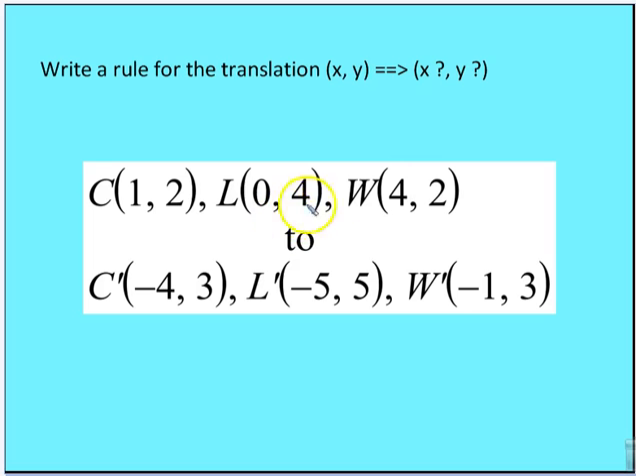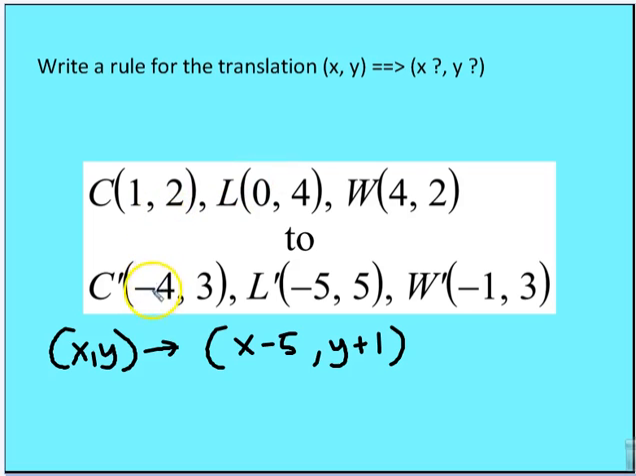C to C prime, L to L prime, W to W prime. I'm going to pause here. Okay, so you can see that for this translation, all you have to do is take a look at one point. 1 to -4, so I'm subtracting 5. 2 to 3, I'm adding 1, so x minus 5, comma, y plus 1.